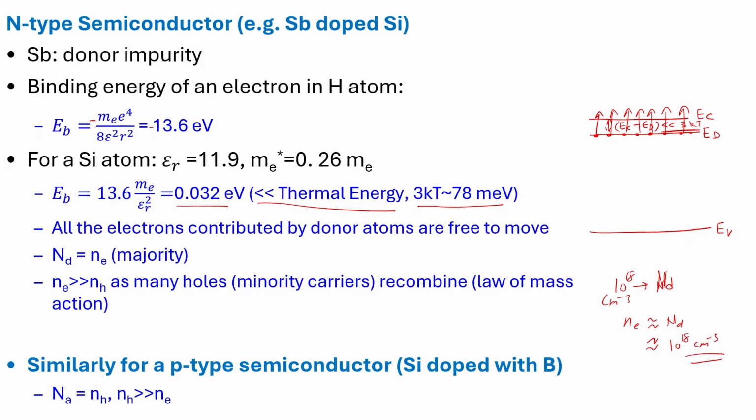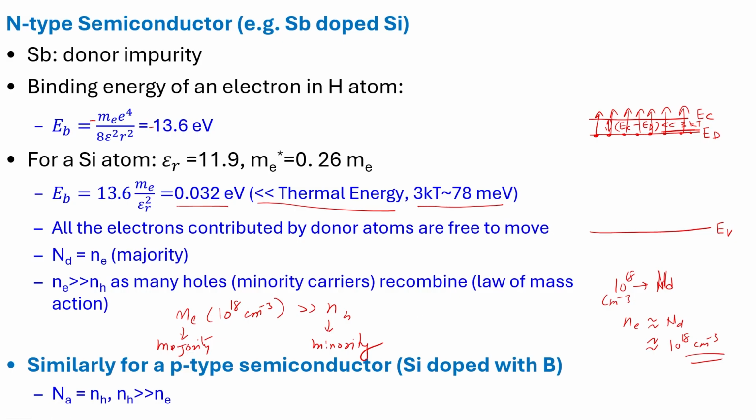This is much larger than your intrinsic carrier density, by the way. Intrinsic carrier density is 10 to the power 10, so this is 8 orders of magnitude higher. So Ne in this case will be much larger than the hole concentration. Ne of the order of 10 to the power 18 per centimeter cube is much larger than the hole carriers. So these are called majority carriers and these are called minority carriers. In a pure semiconductor there is no minority and majority, but in an impure semiconductor you will have a majority or minority carrier depending upon the type of atom.